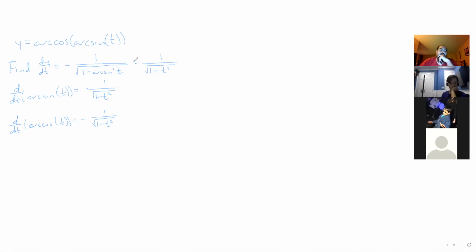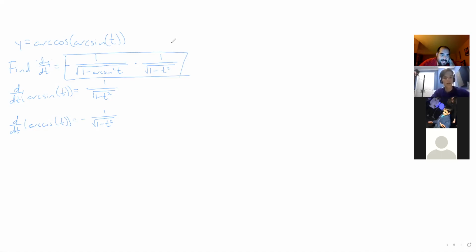Okay. Then we got to go inward with the chain rule. So from there, our inner function is arc sine of t. And it's just arc sine of t. It's not like t squared or anything more complicated than that. So the derivative is just 1 over radical 1 minus t squared. Okay. Can you say the last part again, actually?